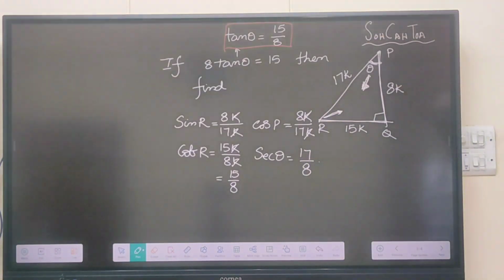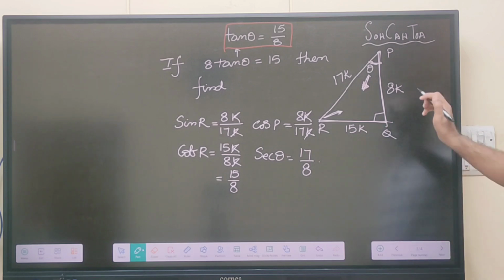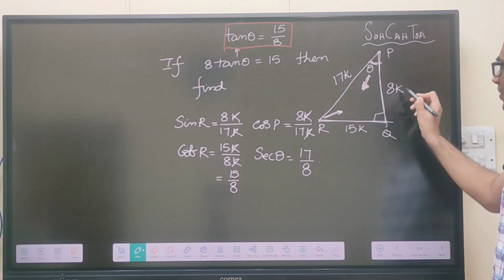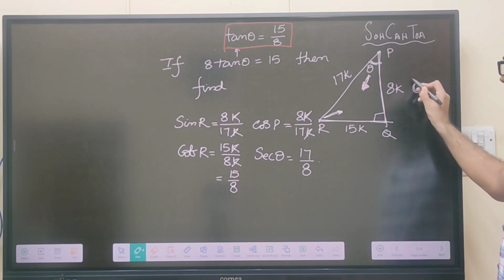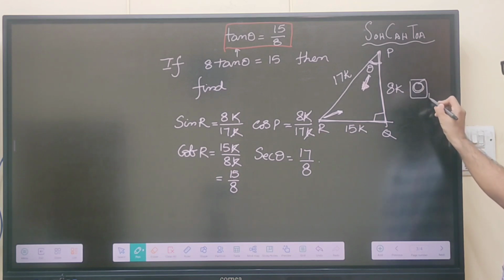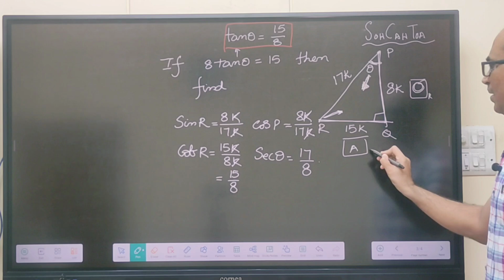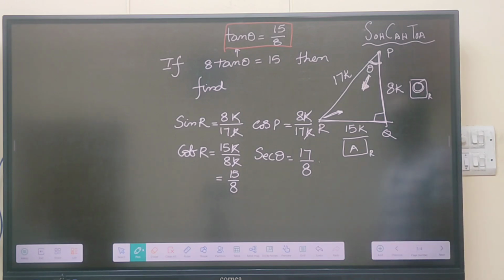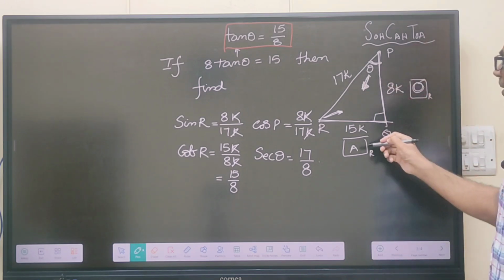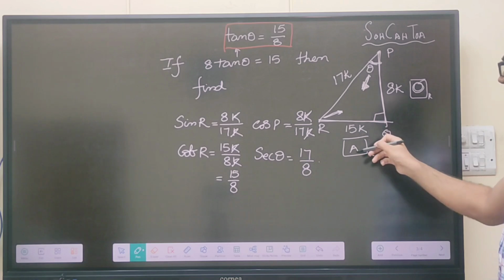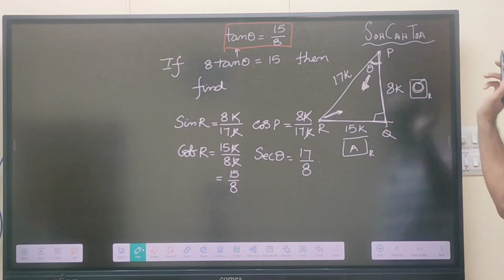What we have done, we have been given that 8 tan theta equals 15. We have to find out what is sin r, what is cot r, what is cos p, what is secant theta. When it is sin r, we are looking from here. So opposite will be this, with respect to r, adjacent will be this. If you are looking from p, then opposite will be the same like this one and the adjacent will be this.